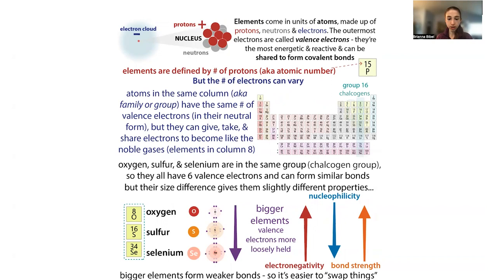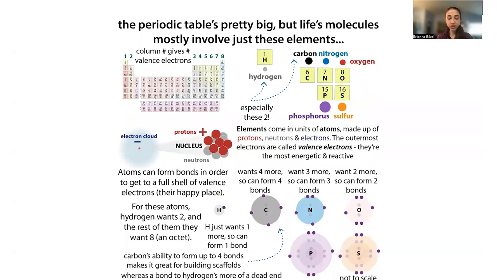Why this matters is because it's those valence electrons that are going to be able to be reactive. Atoms are going to form bonds with one another, and they're going to give and take electrons in order to try to get that ideal number of electrons. And those electrons that are actually interacting with one another are going to be the valence electrons. So what atoms can do is form these covalent bonds.